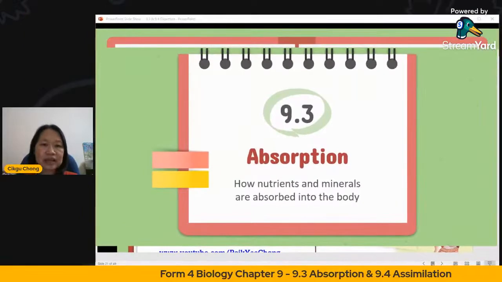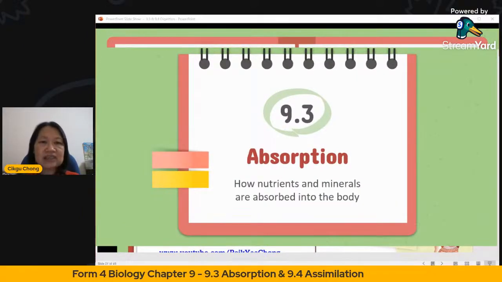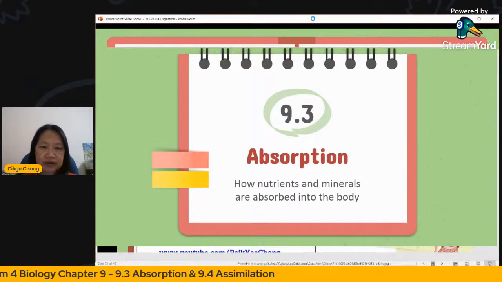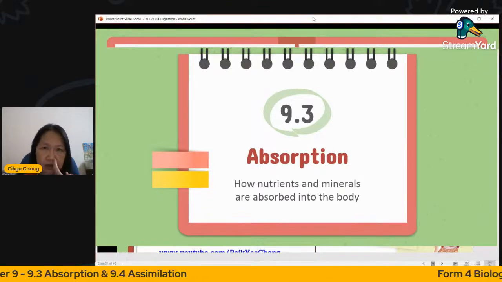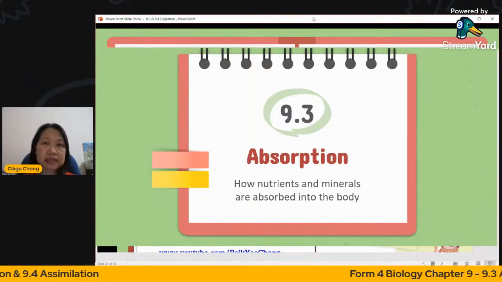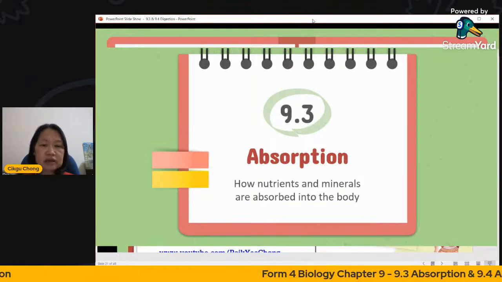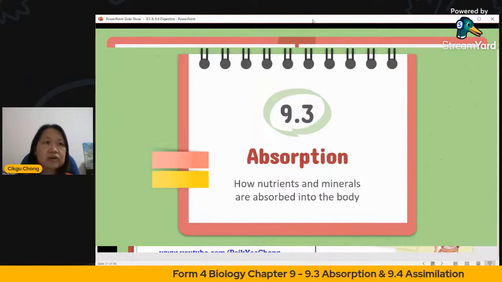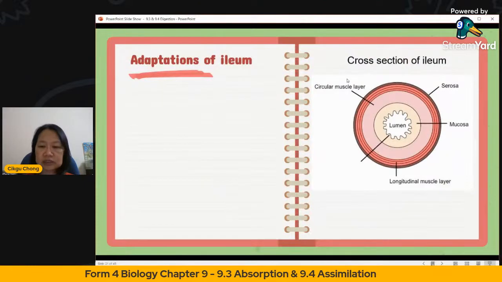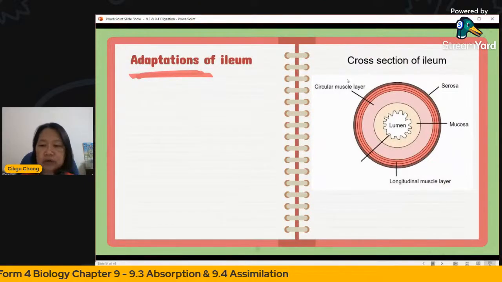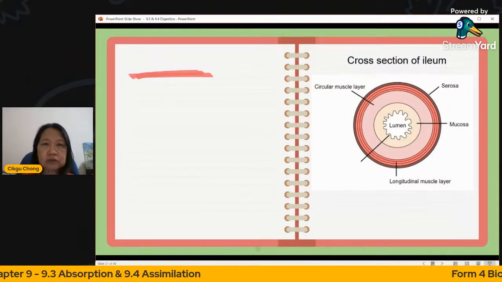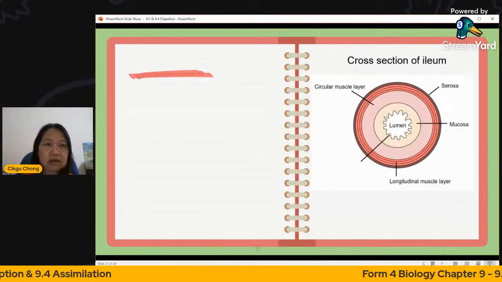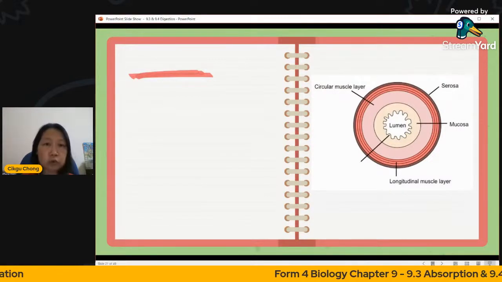Let me share screen. I hope you can see this. So this is absorption 9.3. I think many schools are around chapter 9 or chapter 10, or maybe even after that. So I will do it slowly because we are a bit short of time as well. The exams are coming soon. So I hope that everyone is getting ready to revise your work and so on.